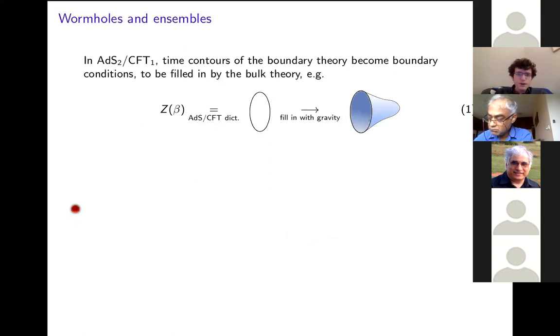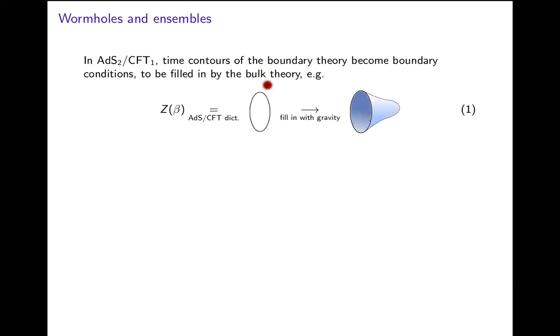Here I'm going to review an old story, which is the connection between space-time wormholes and ensembles. To draw the pictures as simply as possible, let's think about AdS2/CFT1. The boundary theory will be one-dimensional, just time. The bulk theory will be two-dimensional. The way the AdS/CFT dictionary works is that time contours of the boundary theory become boundary conditions in the bulk that you're supposed to fill in with two-dimensional gravity in some way.